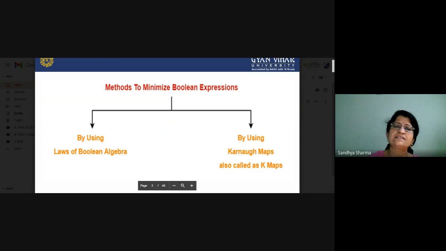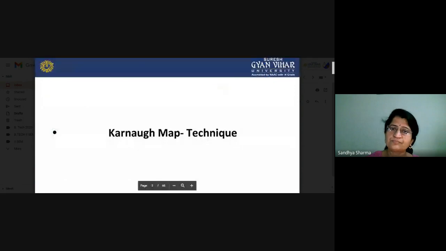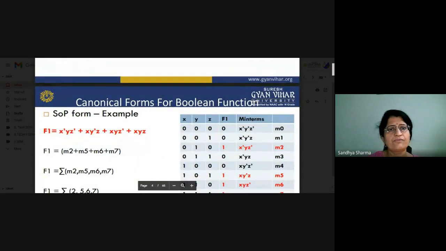The basic advantage is that if you have a complicated circuit and you want to realize that particular circuit in terms of logic gates, first of all you have to minimize your expressions. If you have a very lengthy Boolean expression and you realize that circuit using gates, it is a very complicated and tough task. So first of all, you have to minimize your Boolean expressions and then you can realize your circuits with the help of gates.